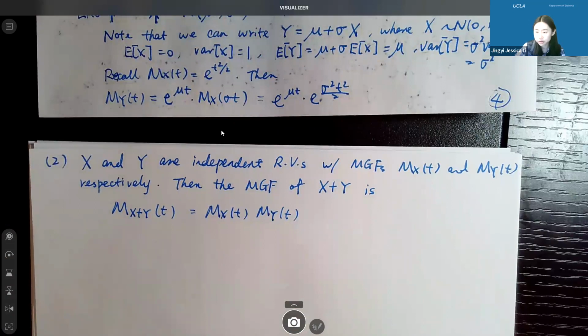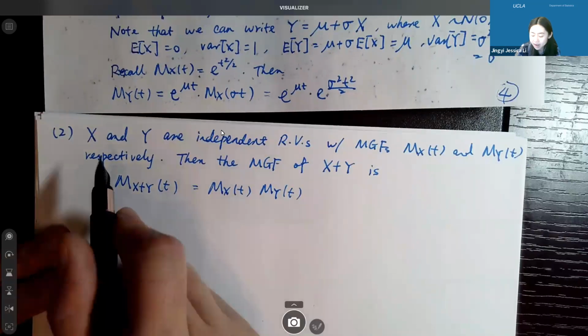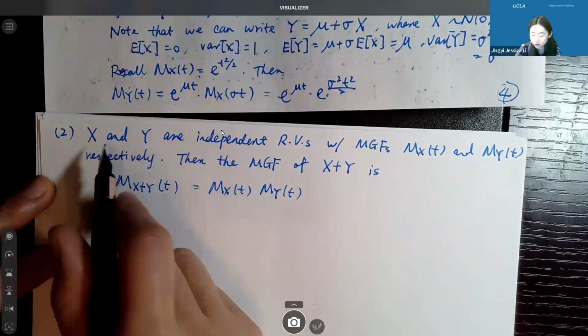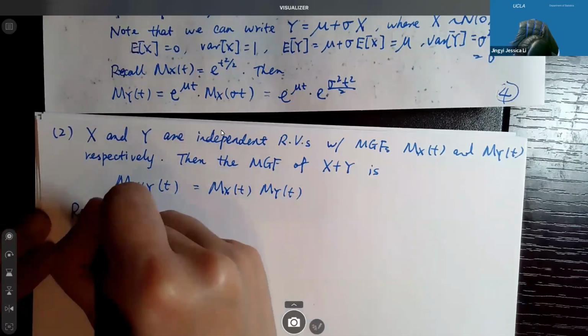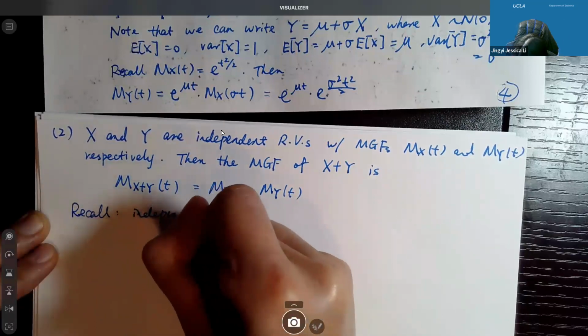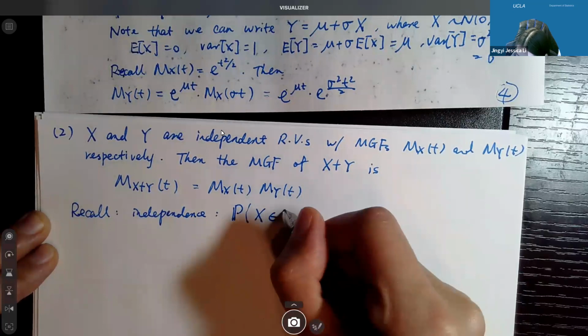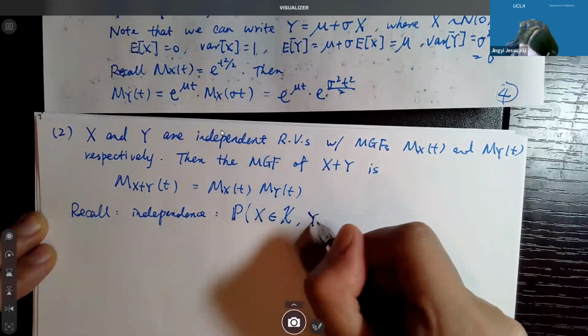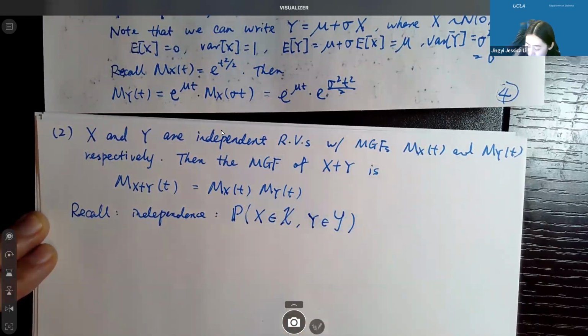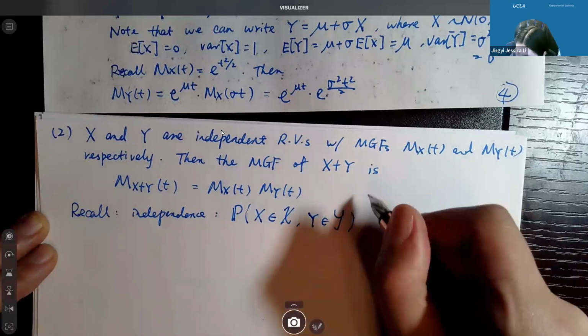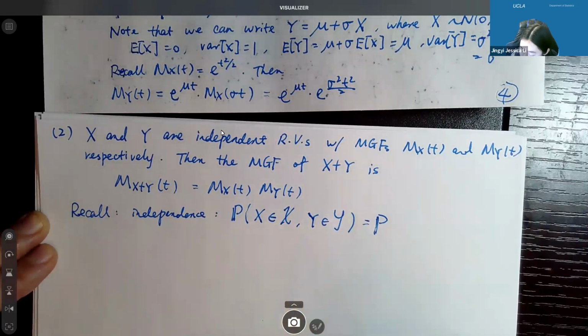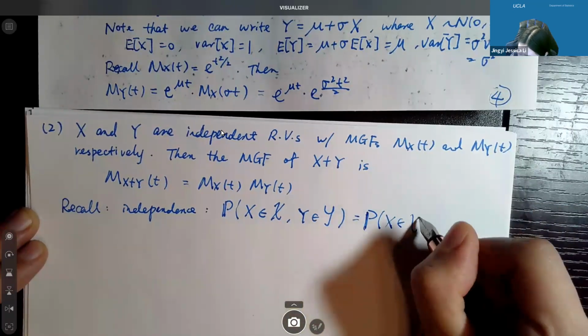Okay, so now let's try to recall what properties we have for two independent random variables. So there are multiple ways to say it. So the first way to say it is that the probability of any joint events of the two random variables. So let's say, recall independence. The first way to say it is that the joint probability of, say, x in some set A and y in some set B. So they're each in a set. So the probability of this joint event is equal to the product of each event's probability.